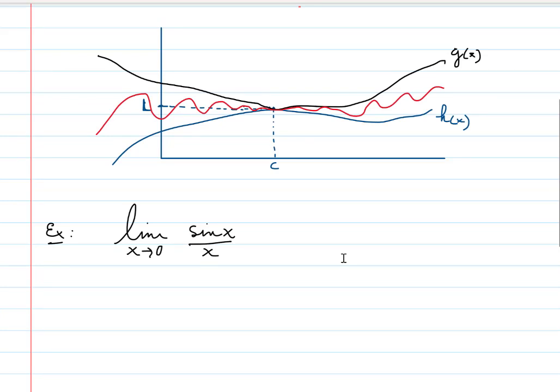I can't do the rationalization technique because I don't have a radical. I can't use the dividing out technique because there are no common factors to get rid of here. So then I'm going to have to use some other technique here. And this is where I'm going to be able to use the squeeze theorem.